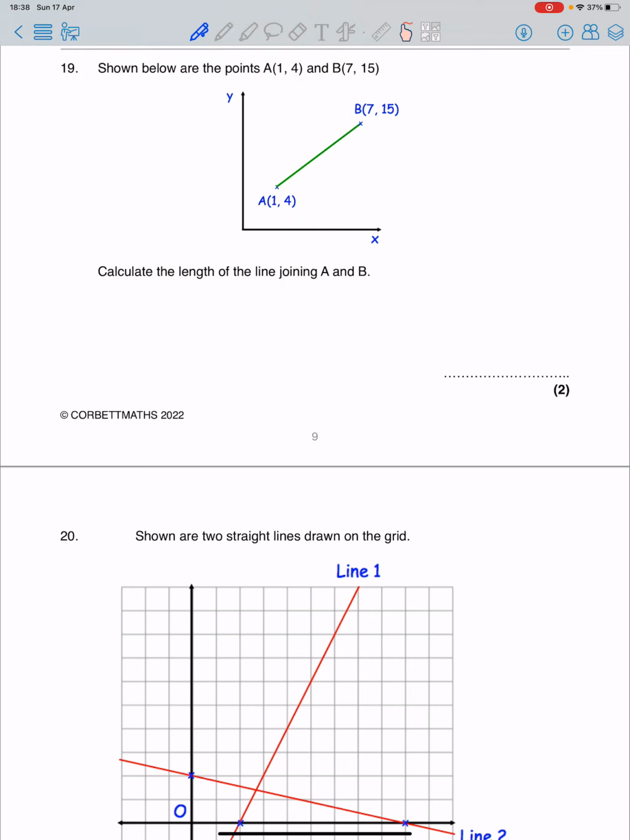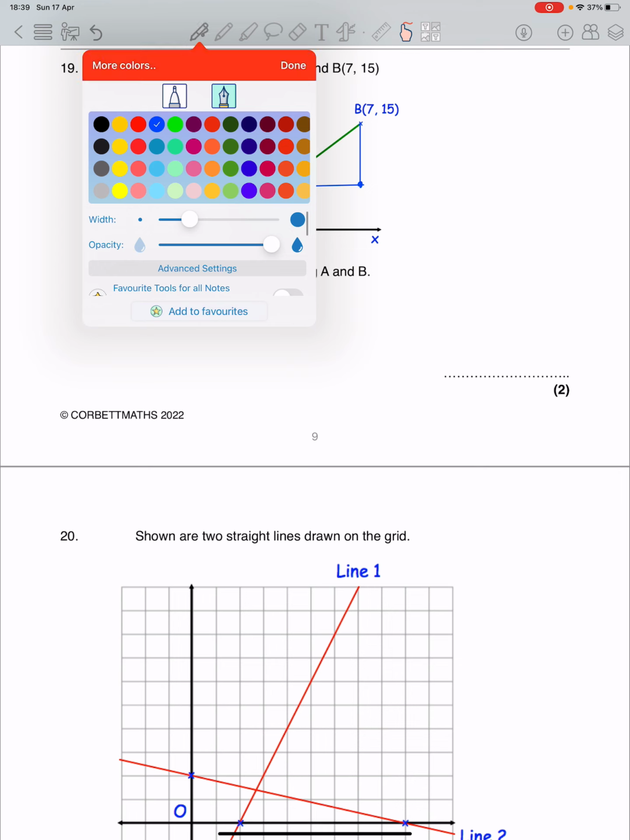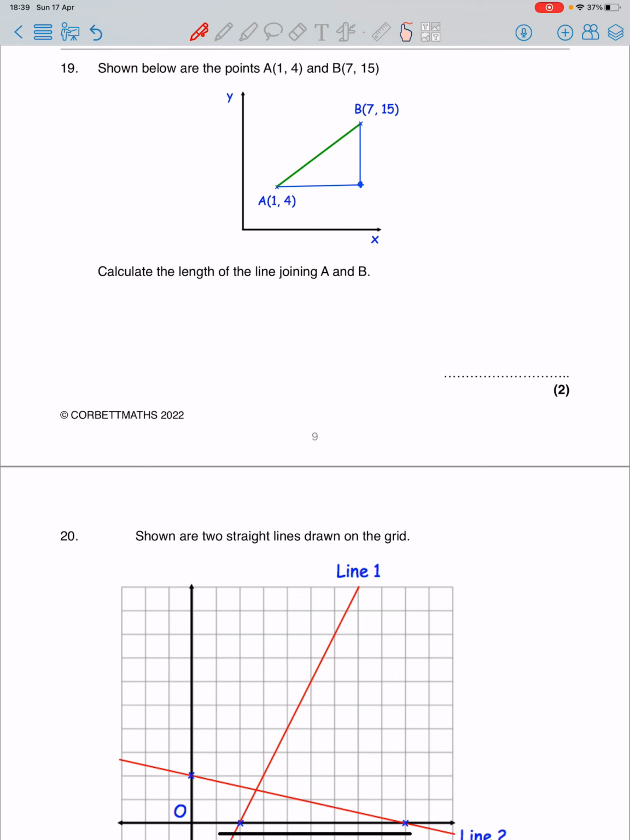So, can I draw a straight line? I can, sort of. Magic. Okay, so we've got a straight line over here, and we've made a right angle triangle where the length along the bottom is from 1 to 7, looking at the x coordinates, and the difference between those two numbers is 6. And from 4 to 15 for the y coordinates, that's going to be 11.